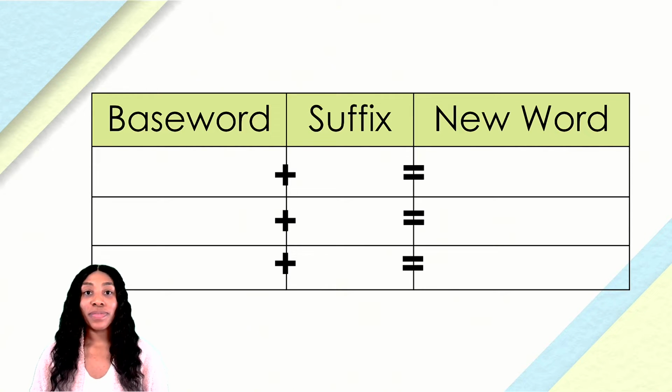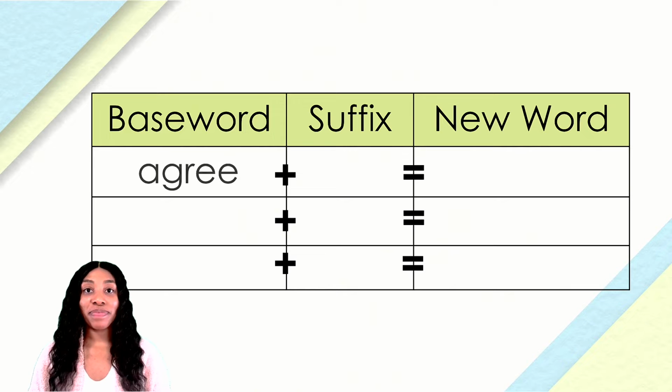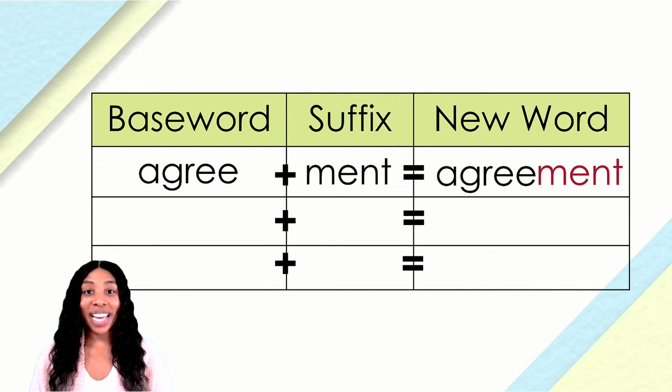Let's go. The first base word is agree. Our suffix is meant. When we put the base word agree with the suffix meant, what new word do we create? Agreement. Notice that adding a suffix to this word does not change the spelling of the base word agree. How does the suffix meant change the meaning of agree? An agreement is the result of 2 people agreeing. Go ahead and write down the word agreement on your paper.